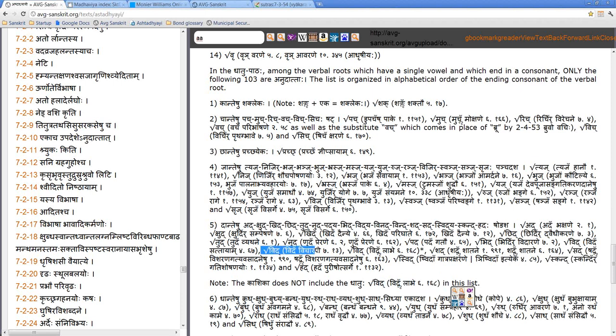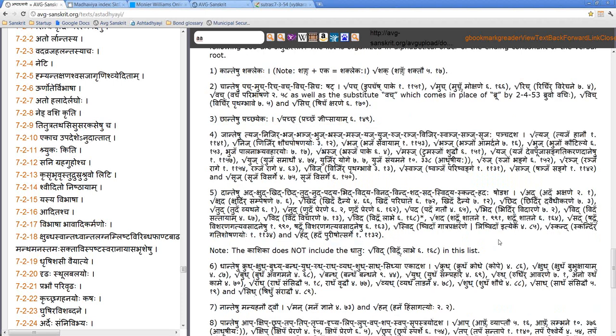So we have here vidha vicharane rudadiganaha. Vidha sattayam divadiganaha, vidha vicharane rudadiganaha, and vidru labha, which is controversial, in the tudadiganaha, it is over here. Then shadl shatane comes in the bhadi and tudadi ganaha, then shadl visharana gatyavasadaneshu in the bhadi ganaha and the tudadi ganaha.